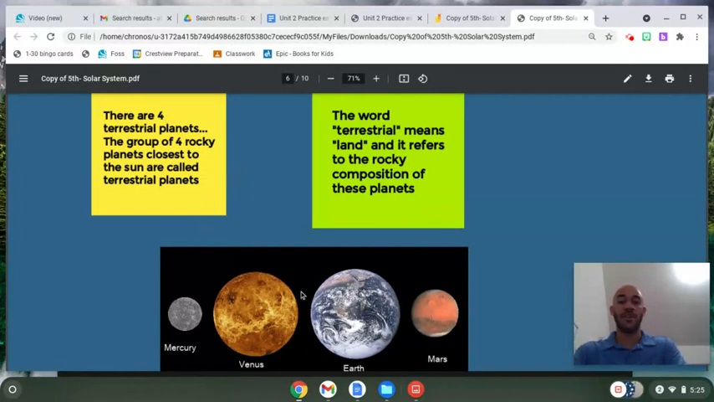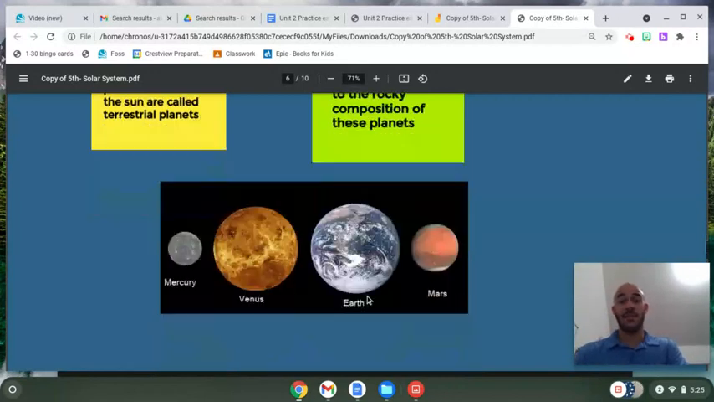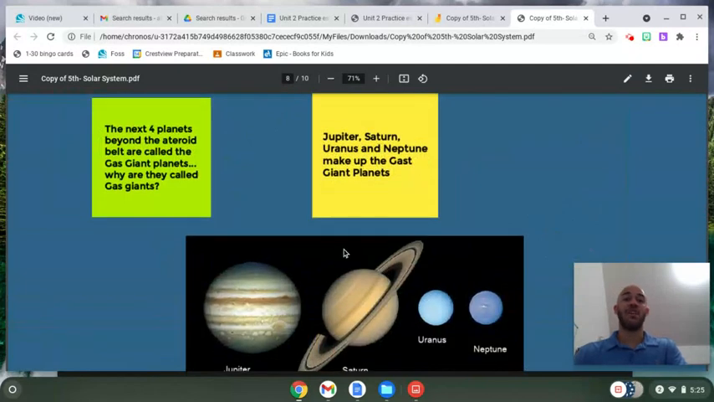Right, so the terrestrial planets or land planets are Mercury, Venus, Earth, and Mars, and they're the smallest of the planets, and they're closest to the sun. And then you have your gas giant planets. You have Jupiter, Saturn, Uranus, and Neptune. They are the largest planets. They are gas giants, so obviously they are the biggest ones, and they are the farthest away from the sun.